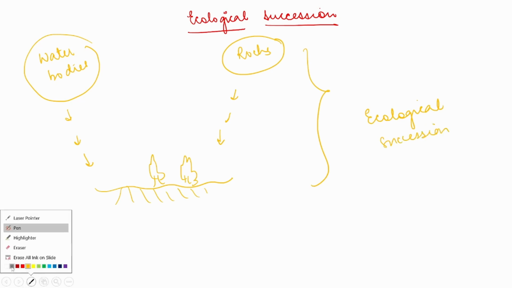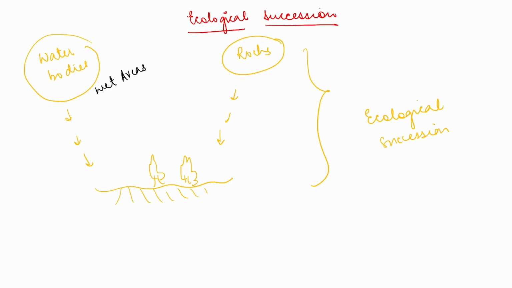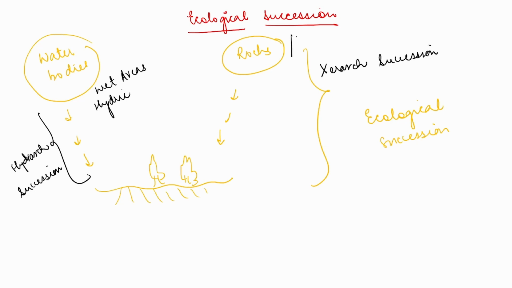If you see here, this is water bodies, wet areas, right? So it is also known as hydric, and this succession we call the hydric succession. And this succession on rocks, we call the lithosere succession. And this is called dry area, so we call it xeric condition. Xeric means dry. So this is ecological succession: with time, change in a particular area.